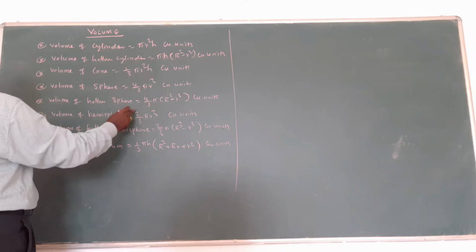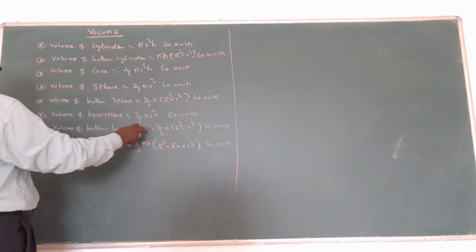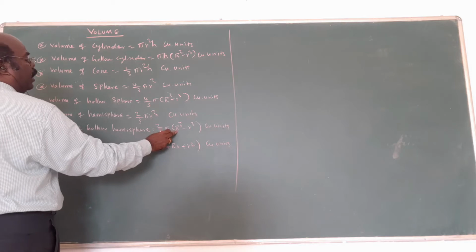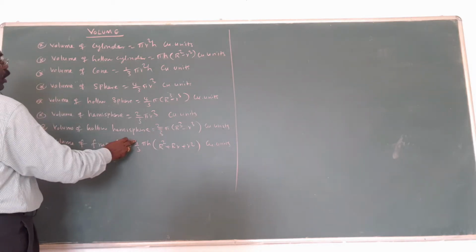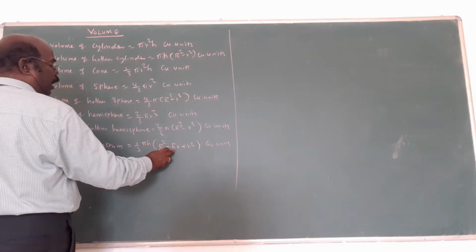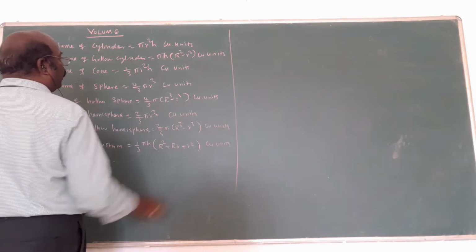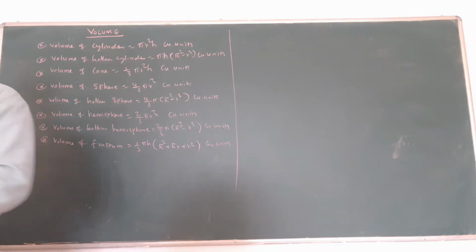Volume of hemisphere: 2 by 3 pi r cubed. Volume of hollow hemisphere: 2 by 3 pi into capital R cubed minus small r cubed. Volume of the prism is equal to 1 by 3 pi h into capital R squared plus capital R small r plus small r squared cubic units. These are all the formulas. You must have all the formulas clearly.